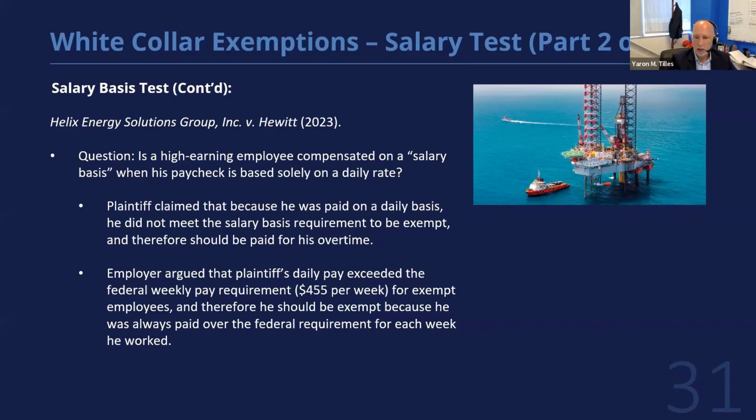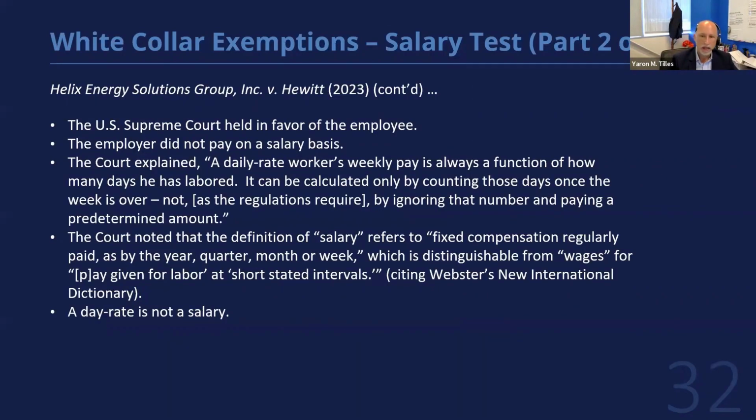Plaintiff claimed that because he was paid on a daily basis, he did not meet the salary basis requirement to be exempt, and therefore should be paid for his overtime. The employer argued that plaintiff's daily pay exceeded the federal weekly pay requirement, $455 per week at the time, for exempt employees, and therefore he should be exempt because he was always paid over the federal requirement for each week he worked. Next slide. The High Court held in favor of the employee that the employer did not pay on a salary basis.